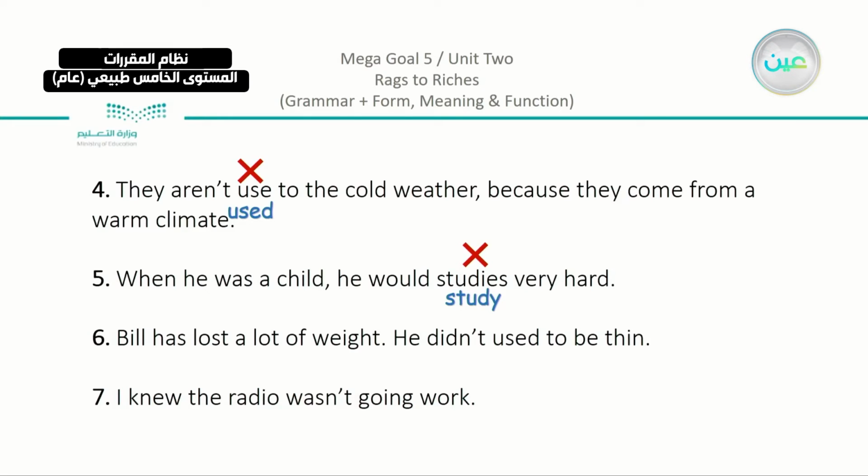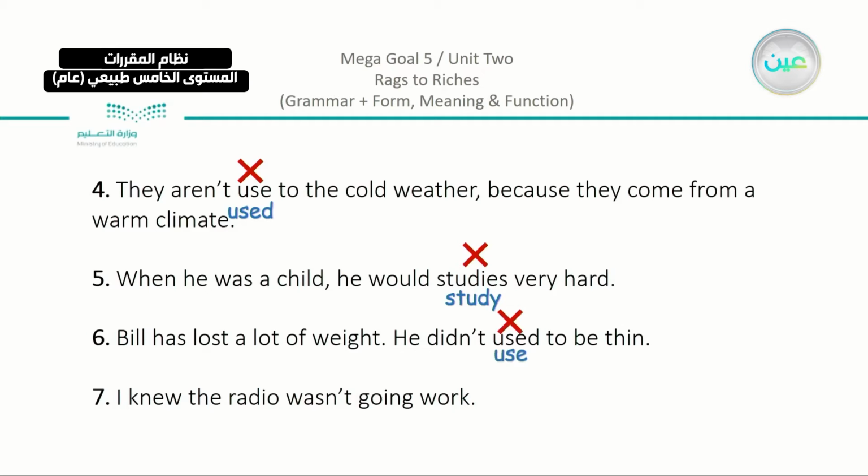After that, we have number 6. Bill has lost a lot of weight. He didn't used to be thin. So there is something wrong here. We're going to just take the D out, and we have didn't use to be thin. Just delete it.